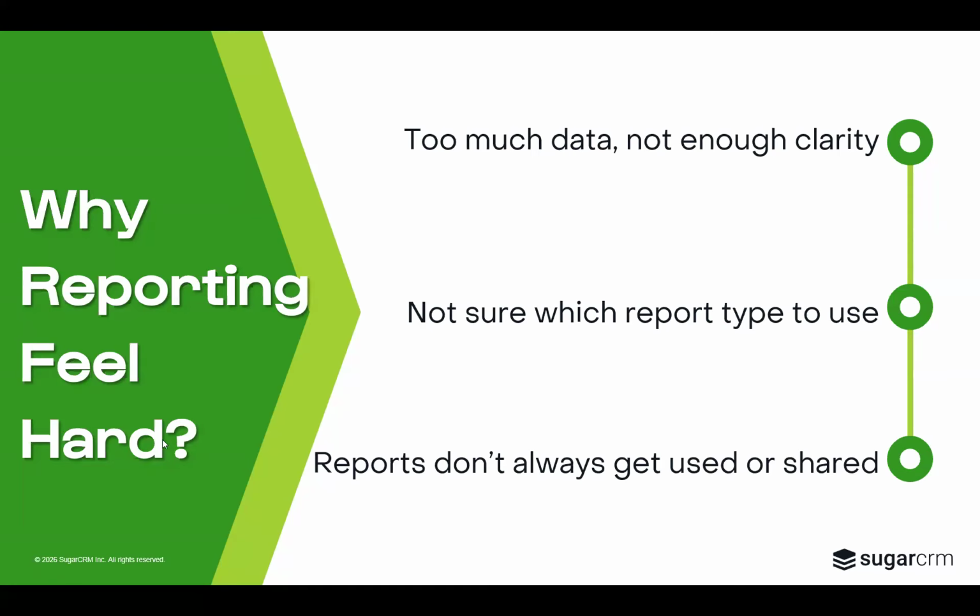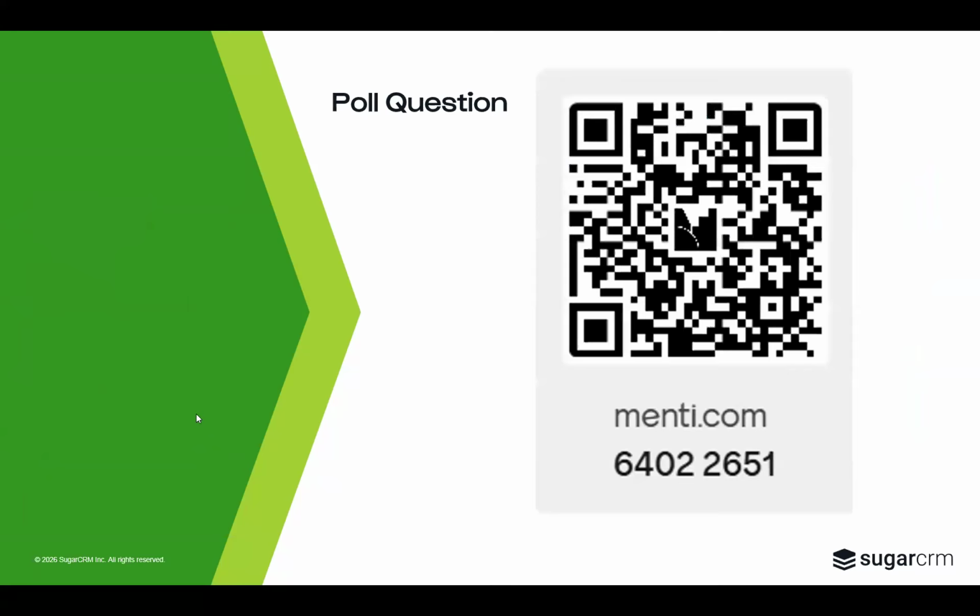I just want to know from you if you'll click on this or use your phone and access this QR code for a polling question. And let me pull up the question on my side here. You'll be able to see it where you are once you click on this particular link. So this first question is, what is your biggest challenge with reports today? It could be too much data, not enough clarity, not sure which reports to use, reports don't get shared or used, advanced reports feel overwhelming.